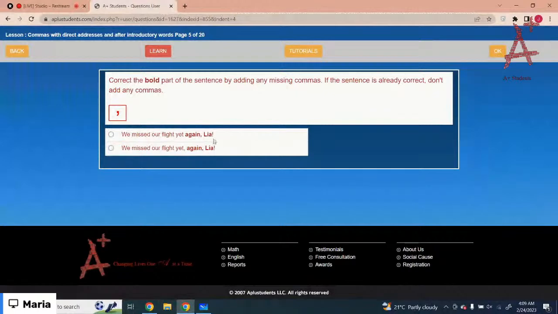Option number one is the correct option. Got it? You just have to put a comma right after the word again. Got it? Not before again. So option number one is the correct option.